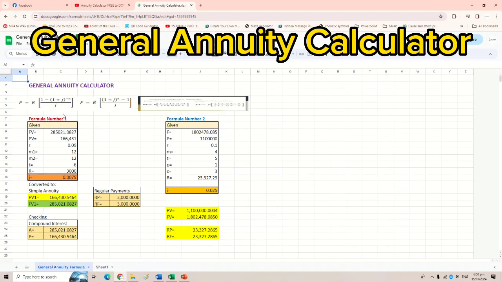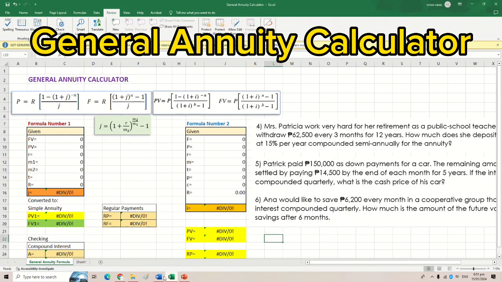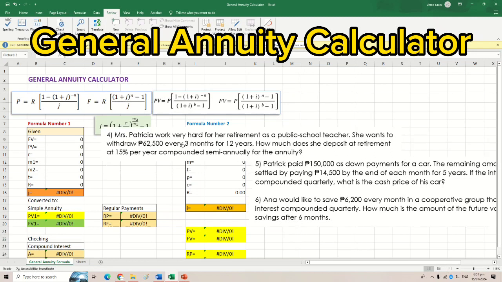Once it's ready, you click the file here on the upper left corner, and you have this drop down menu. Go to the download and then make sure you have this format, Microsoft Excel XLSX. Once you click this, the file will be downloaded, and once it's downloaded, you can then open it and you have this calculator. Once you have this calculator, we can now start using it. How to use this calculator? Okay, well, let's apply that to this problem.